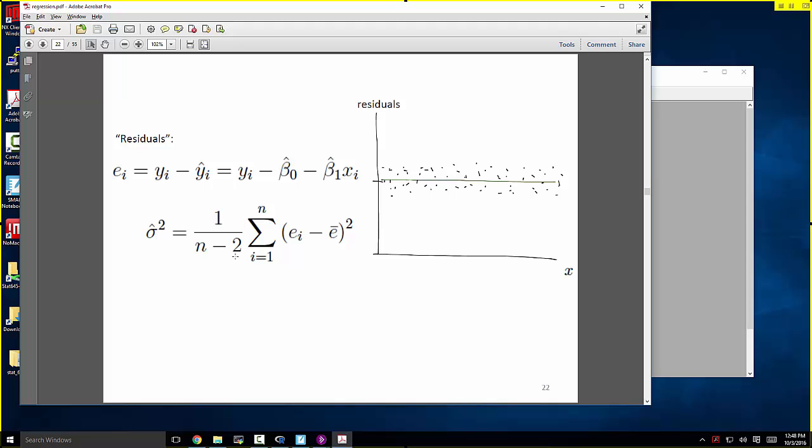In general, for any regression model, we would divide by n minus p, where p is the number of coefficients in the model. Right here it's n minus 2, but more generally it's n minus p. I have that on a later slide. I'll show you that again.